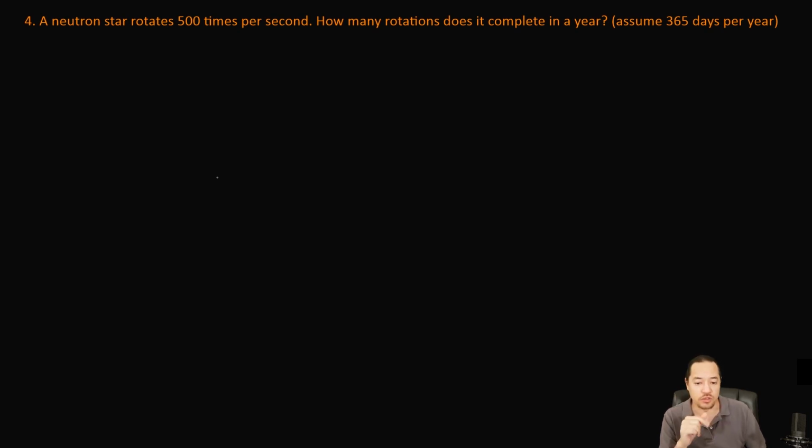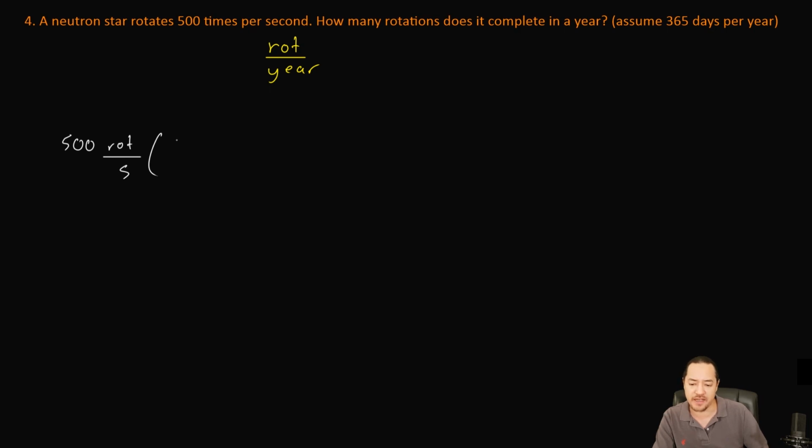So cool. Okay, what are we looking for? We're looking for rotations per year. Okay, and we start out with 500 rotations per second. So we really only need to convert one thing here, and that's seconds into years. And that shouldn't be too bad. We've done stuff like this before. Let's go through it.